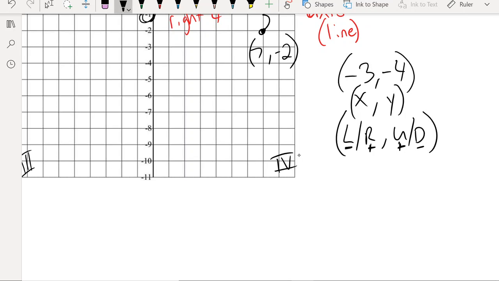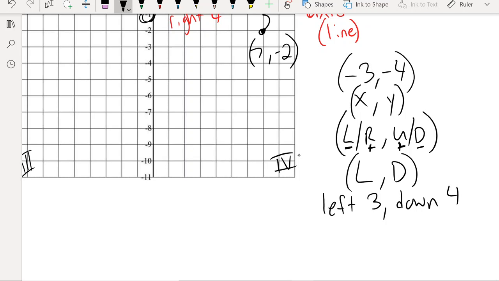Well, I have two negative numbers, right? So that means that I'm going to go left and then I'm going to go down. I'm going to move left and then move down, by 3 spaces and then by 4 spaces. So I'm going to go left 3 and down 4, right? That's exactly what this translates to, okay?